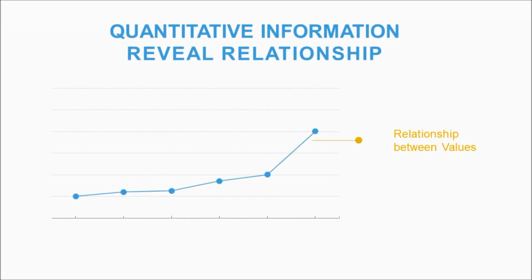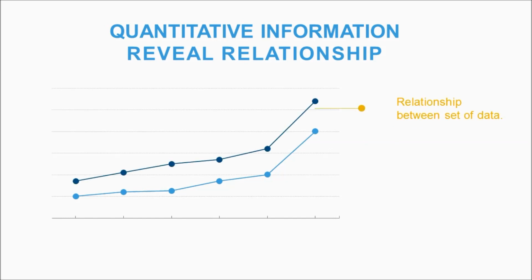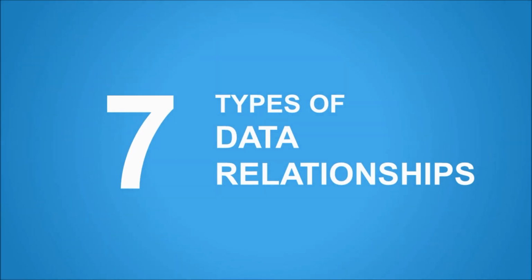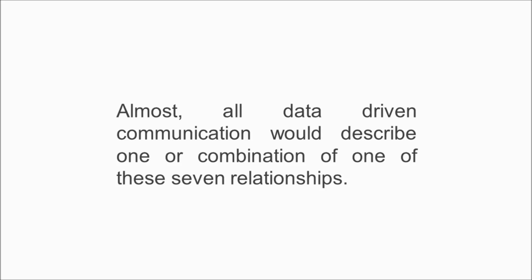Quantitative information reveals a relationship between two or more values or set of data. Stephen Few, a renowned researcher on data visualization, describes 7 types of data relationships in his research papers. In the work environment, almost all data-driven communication would describe one or a combination of these 7 relationships. Let's see what these 7 types of data relationships are.